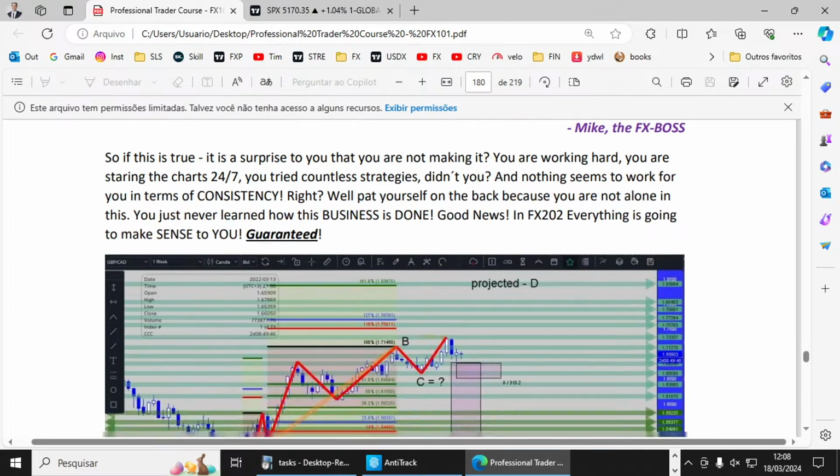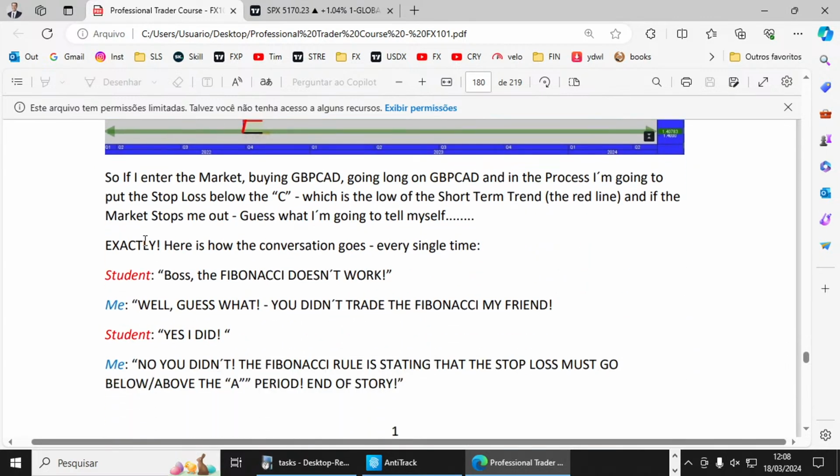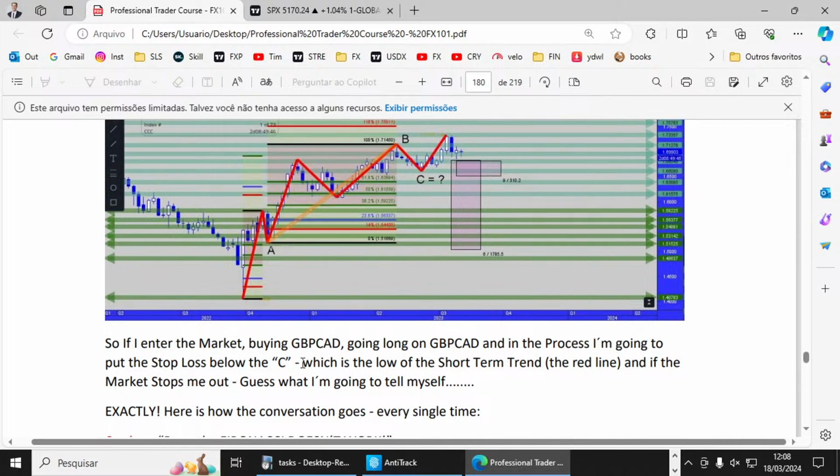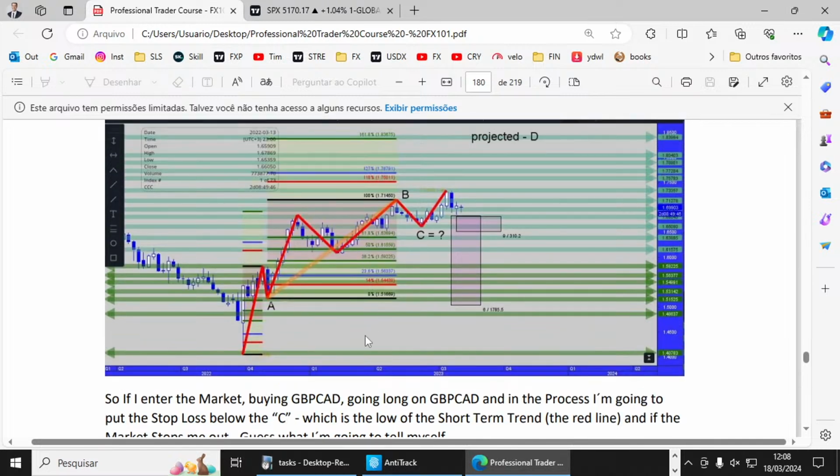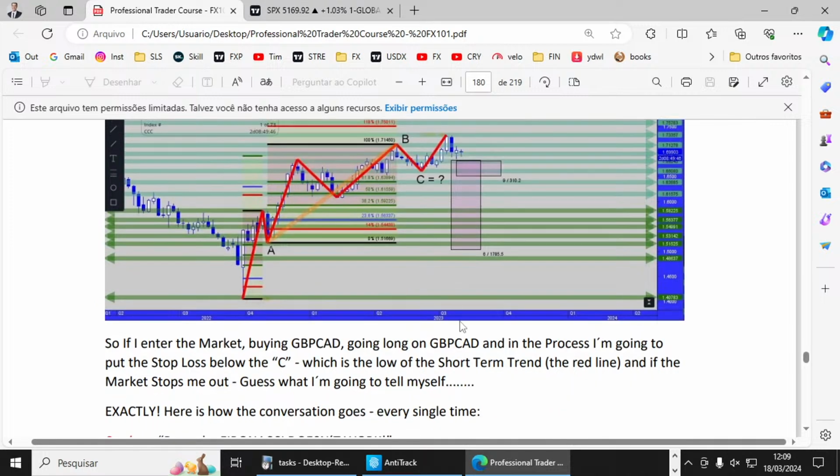Alright? Guaranteed. So if I enter the market buying GBP CAD, going long on GBP CAD, and in the process I'm going to put the stop loss below the C, which is the low of the short-term trend, the red line. And if the market stops me out, guess what I'm going to tell myself?